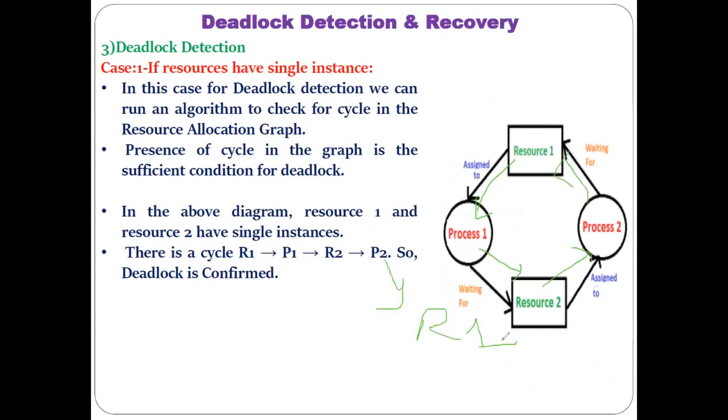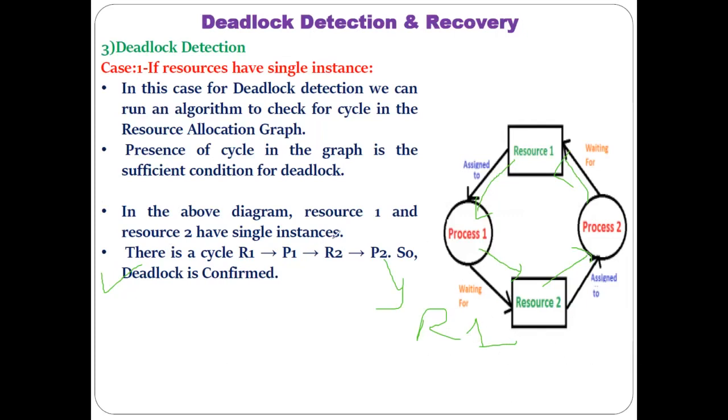Okay, so there is a cycle present. There is a cycle present in this resource allocation graph, which confirms that there is a presence of deadlock. Understood? So with the help of this resource allocation graph, we can confirm whether there is a presence of deadlock or not.